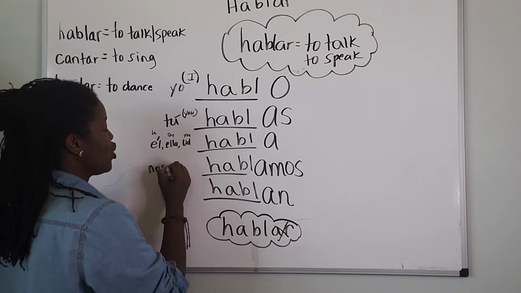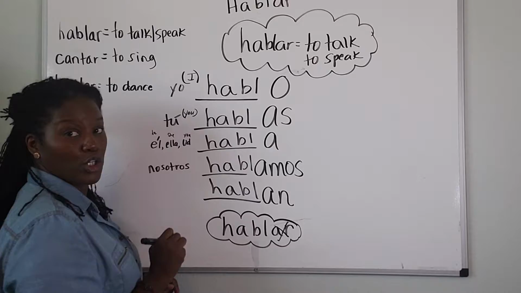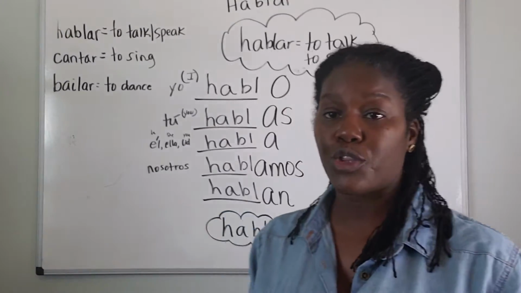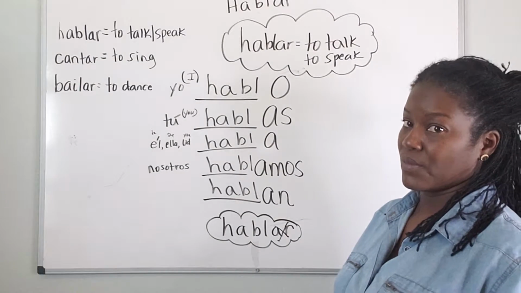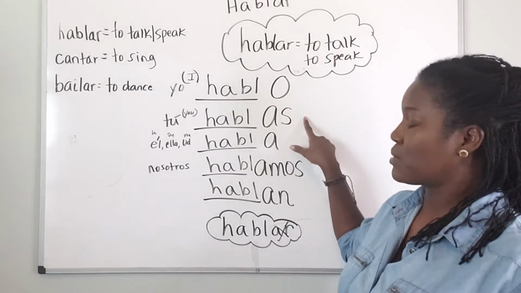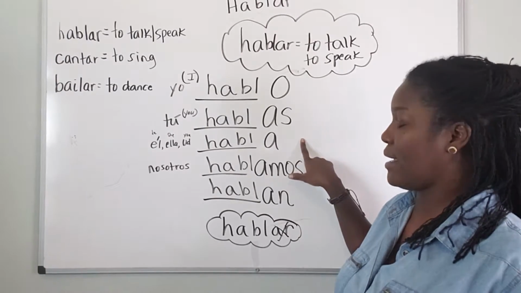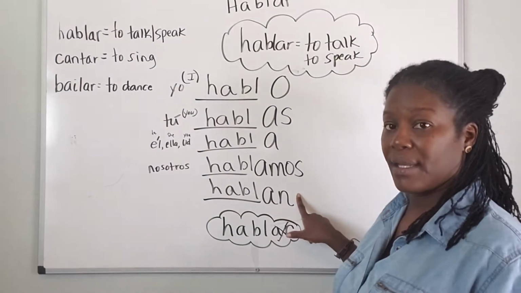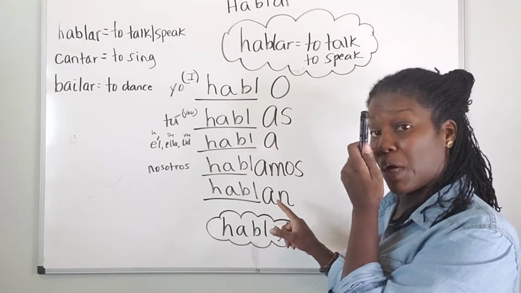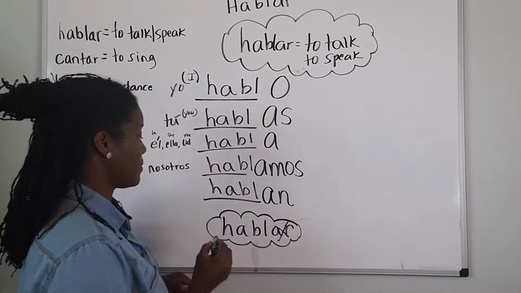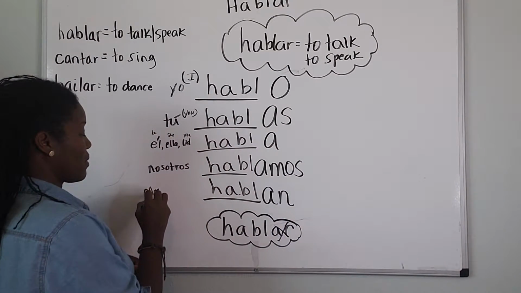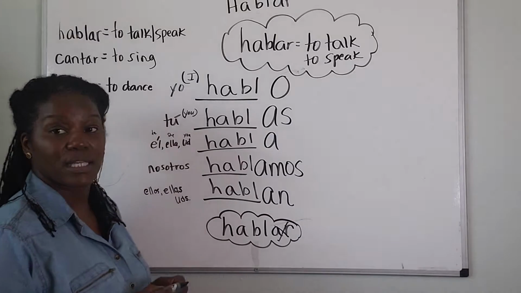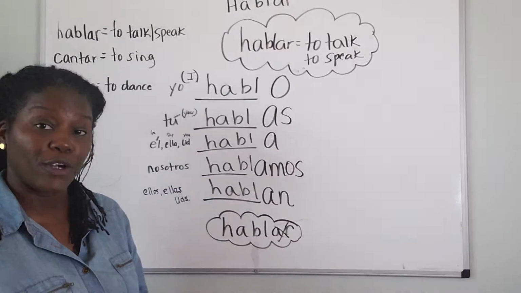Hablamos means we speak Spanish. And we is nosotros. Nosotros. So nosotros hablamos. Yo hablo, tú hablas, él or ella habla, nosotros hablamos. And next we have an, which means they talk or y'all talk. And it's ellos, ellas, or ustedes. Ustedes is the formal version of you.